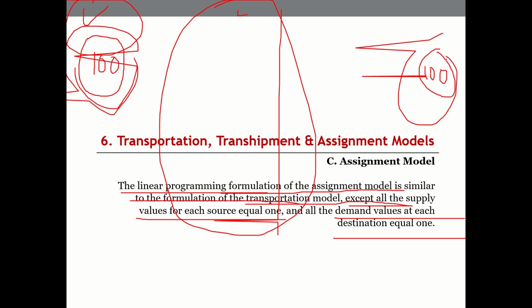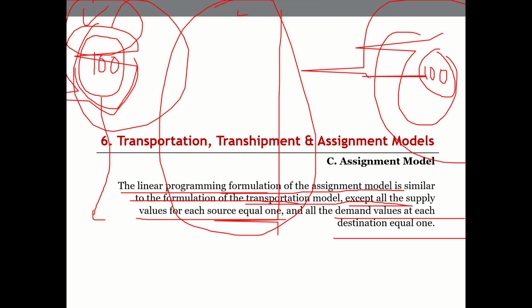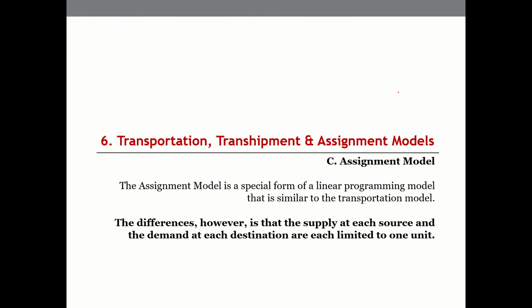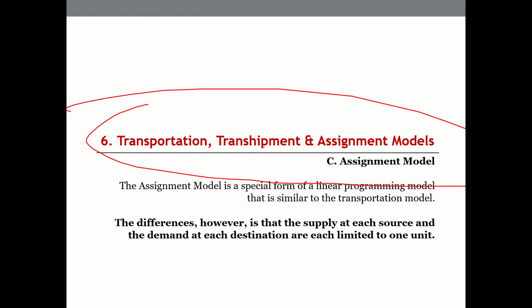So whatever is produced is actually directly consumed. For example, let's say milk. Milk can be understood using this model, because we can't store it for a long time. Processed milk also cannot be stored for a long time, right? So whatever is produced should be consumed on the same day or at the same time. Okay, so this is the third concept that is mentioned along with the transportation and transshipment models, the assignment model.